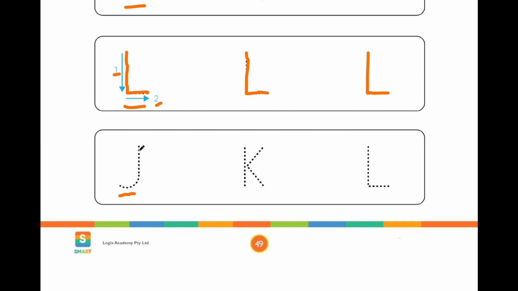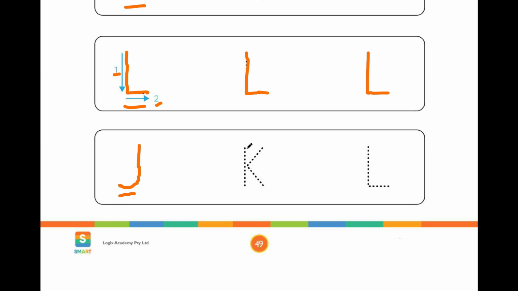Now let's start tracing all these 3 letters together. In order to trace the uppercase letter J, we only have to follow 1 step and we have to start from this point and keep moving till we reach the end of this uppercase letter J. So start from this point, keep moving in the downward direction, and now curve up slightly to complete the tracing of the uppercase letter J.